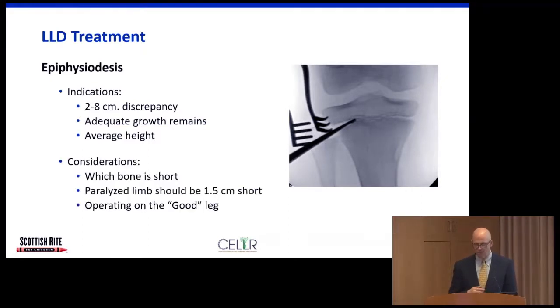Of course, when we're thinking about doing an epiphysiodesis, which bone, whether we're doing it in the femur or tibia, again, are there any conditions where equalizing the leg lengths would be a bad idea? And that's what we need to talk about with the family, in addition to the idea of operating on the good leg. Again, there are many families that feel strongly that they don't want to touch the good leg.